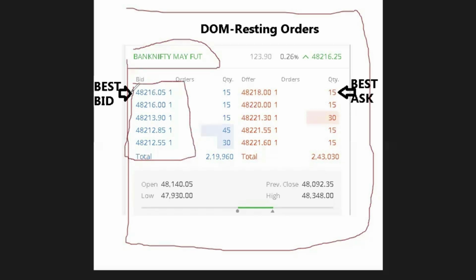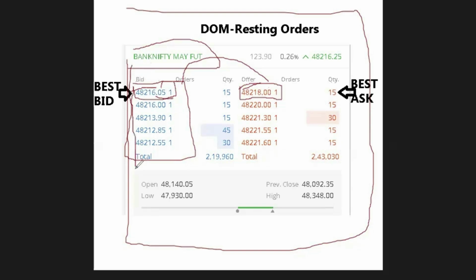The first one is the best bid. This is the highest price a buyer is ready to buy at. This is the lowest price the seller is ready to sell at. 48,216 is the best bid and 48,218 is the best sell price. The difference between 16 and 18 is nothing but the bid-ask spread or market maker spread. We don't want to go into that, but let's understand how an order gets executed here.